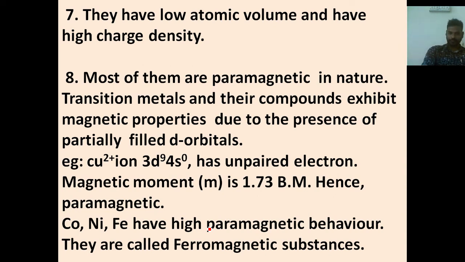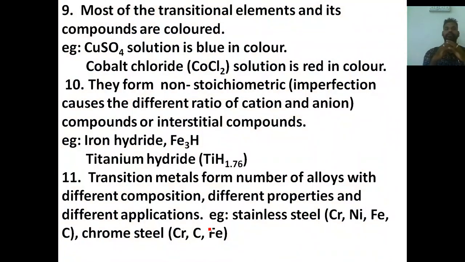And then, in the case of transition elements, they are colored. Most of them are colored. This is because of the degeneracy property of the d orbital. The d orbital has degeneracy. That means the d orbitals split into different energy levels. Electrons are excited from the ground state of the d orbital to a higher energy d orbital, and this gives them a color.